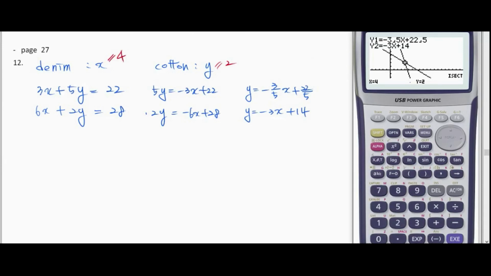So right here, the final question asks how much is 8 meters of denim fabric and 5 meters of cotton fabric. And then we should just calculate it. 8 multiplied by 4 plus 5 multiplied by 2, and that equals 32 plus 10, which is $42.